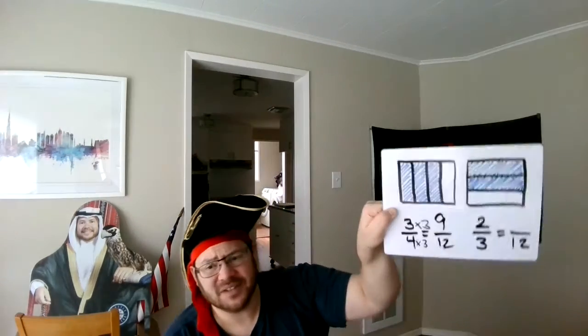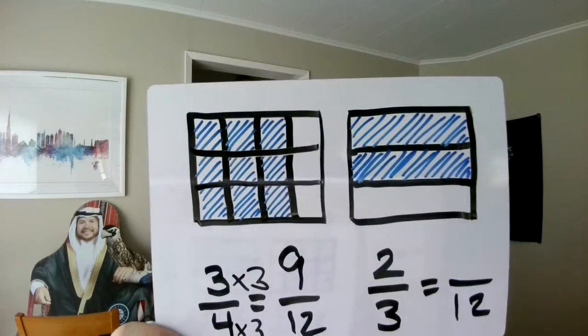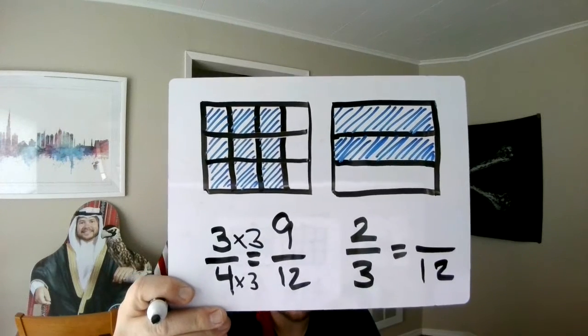Now I can show you that visually. What I'm basically doing is turning this 3/4 into 12, so I'm dividing it into 3. And if you look at the picture, you'll see there are 9/12. So 3/4 is equivalent to 9/12.